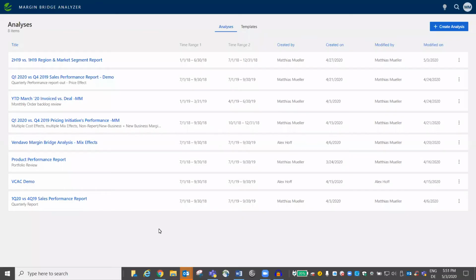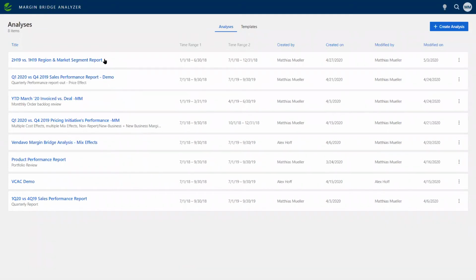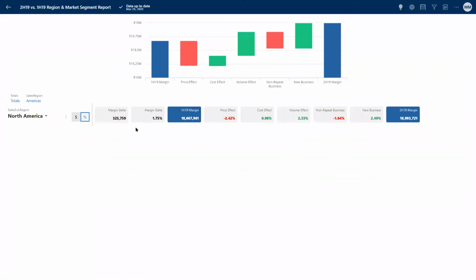Now let's have a look at my analysis looking into North America's region, comparing second half 2019 versus first half 2019, and do a quick analysis to what extent our volume growth initiative that we implemented paid off. Overall, there is a nice margin increase of around 1.8% or $326,000 that you can see over here.